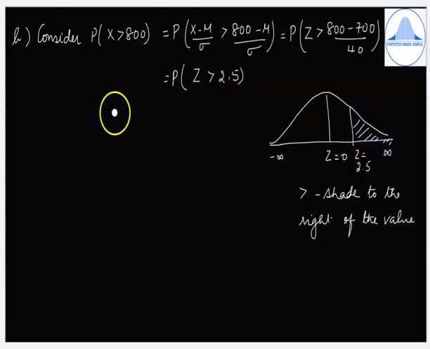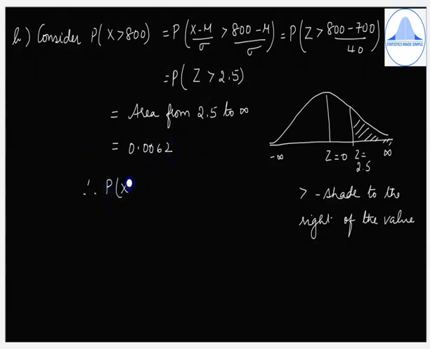Now the area which you have shaded, you write it in words, which is equal to area from 2.5 to infinity. From the tables you can find out the area from 2.5 to infinity, which is 0.0062. So therefore, probability of x greater than 800 is equal to 0.0062.